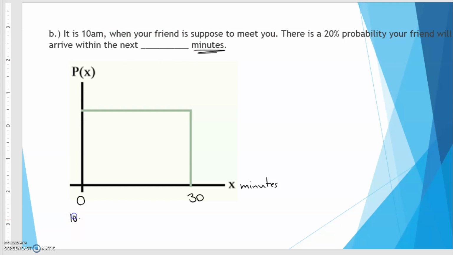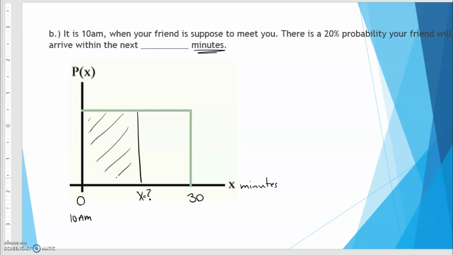So right here, this is 10 a.m. when they're supposed to be there. Supposed to be there means they're not late, so 0 minutes late, up until some x value. And the x value is actually what we're looking for. Okay, so between being there on time, it being 10 a.m., up until x minutes, you have a 20% chance of your friend showing up.